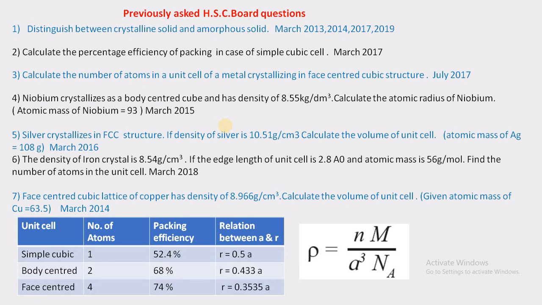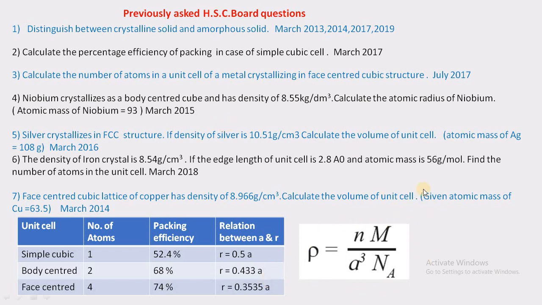Hence I have mentioned here the previously asked HSC board questions. Other definitions are also asked, in March 2019 the definition of anisotropy was asked. Again classification of solids as covalent solid, molecular solid, ionic solid is also asked, or classify the following molecules. I have already mentioned these questions, and these are a few questions I have mentioned here, and today we will solve some problems based on density.